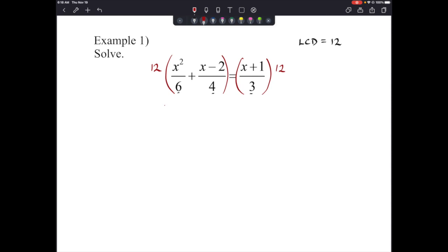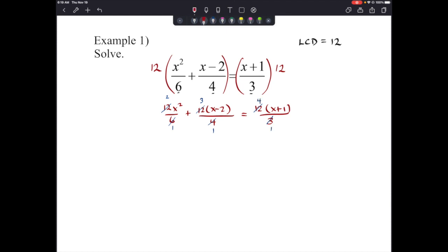All right, so when we do this, we're going to have 12x squared over 6 plus 12 times the quantity of x minus 2 over 4 is going to equal 12 times the quantity of x plus 1 over 3. And this is going to allow us to divide by our denominators and cancel them out, right? So 6 goes into 6 once, goes into 12 twice. Then 12 is divisible by 4 3 times, and 12 is divisible by 3 4 times.